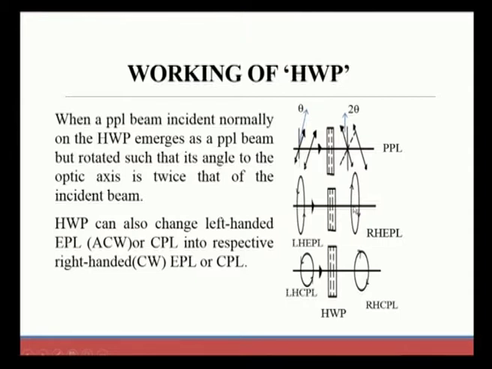So, with the help of a half wave plate we are able to change left handed elliptically polarized light into right handed elliptically polarized light, and circularly polarized left handed light can be converted into right handed circularly polarized light when we use a half wave plate.